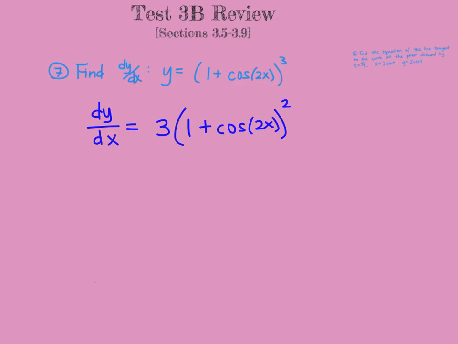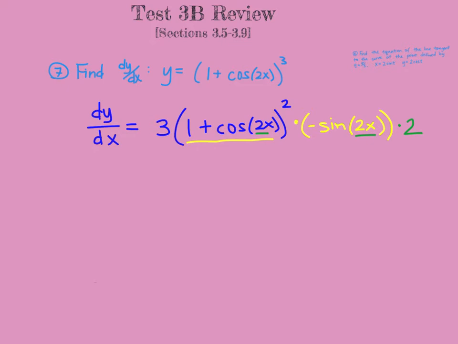Awesome. So now we take a look at the inside function. This giant inside function has a derivative that we need to multiply by. So the derivative of that inside function, the derivative of 1 is 0, and the derivative of cosine of 2x is negative sine of 2x. And then we have to multiply by the even more inside function of 2x, which is times 2. Its derivative is 2. So that one was a double chain rule problem.